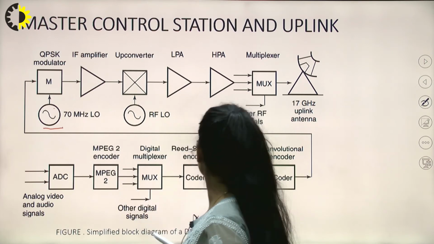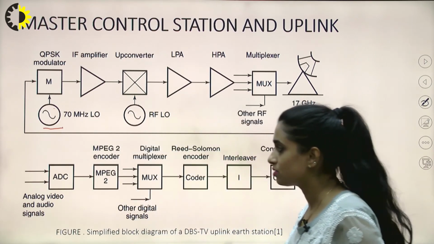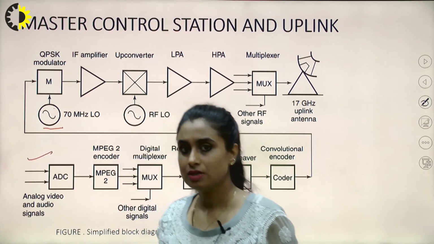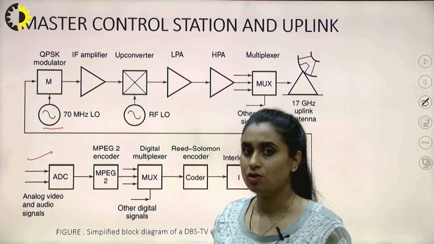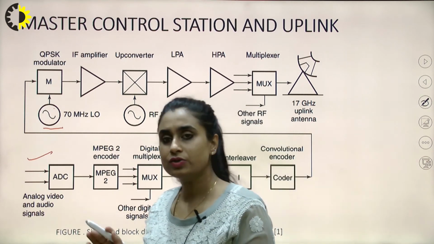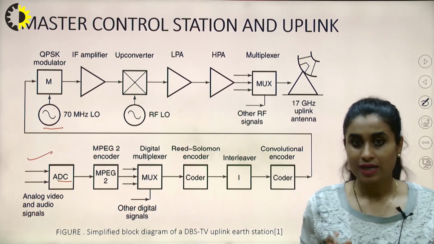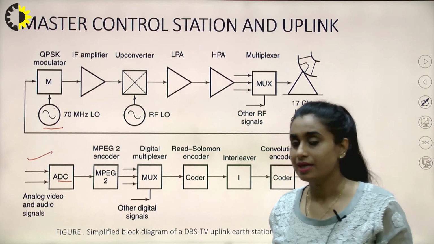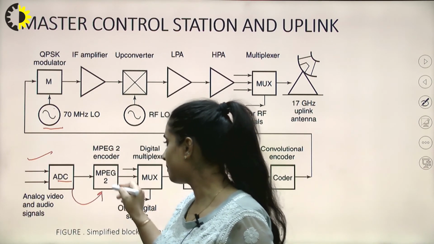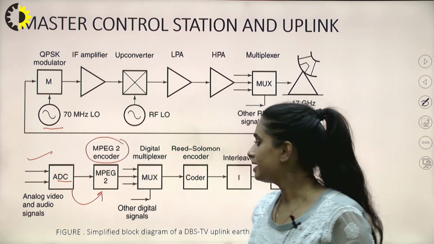And how do I get that signal? It was an analog signal, audio and video. So first that has to be converted into digital form. So we use an ADC here, that is an analog to digital converter. This is the first block. Then for video we use MPEG technology. This can be studied in detail.